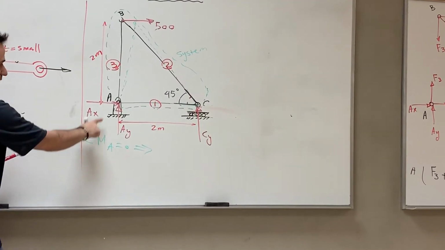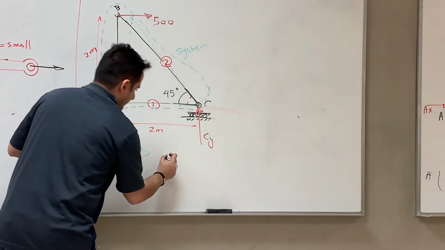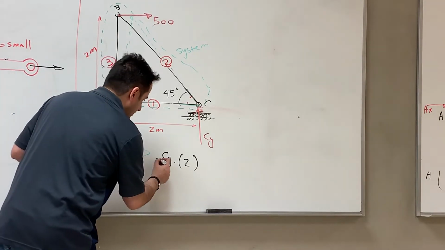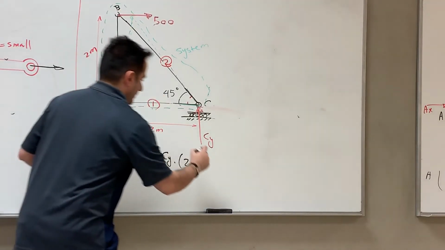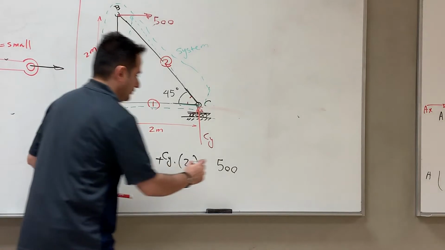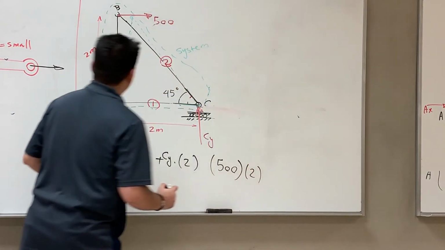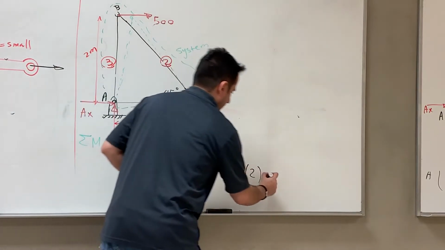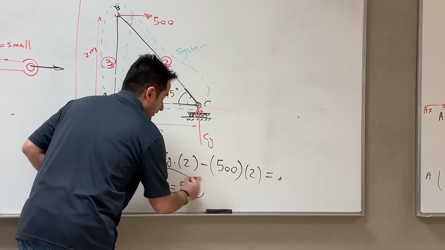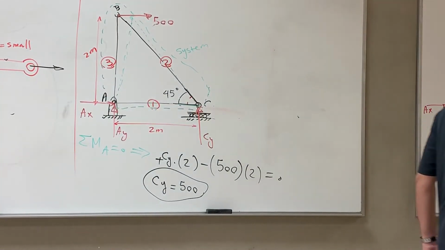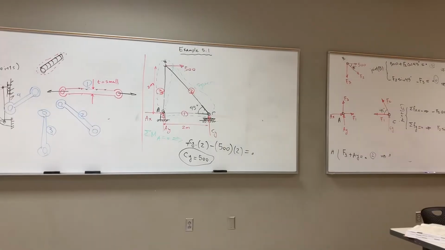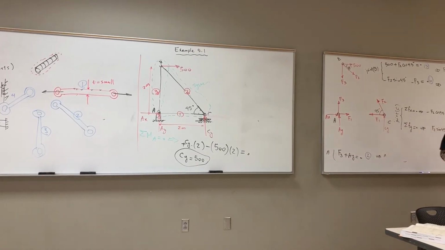Now summation of moment around point A equals 0. What do you get? CY times 2, positive or negative? Positive. And then 500 times 2, positive or negative? Negative. Equal to 0. So CY is equal to 500. CY, I had it there, 500. I erased it. So the same result.